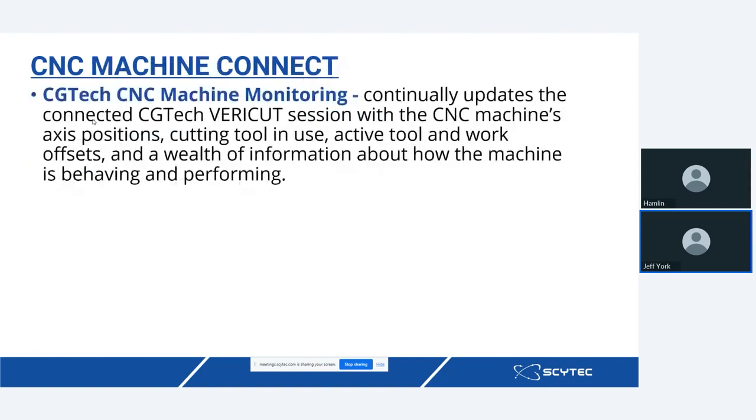Now, CNC Machine Monitoring continually updates the connected CG Tech Vericut session with the CNC machine's axis positions, cutting tools in use, active tool and work offsets, and a wealth of information about how the machine is behaving and performing.